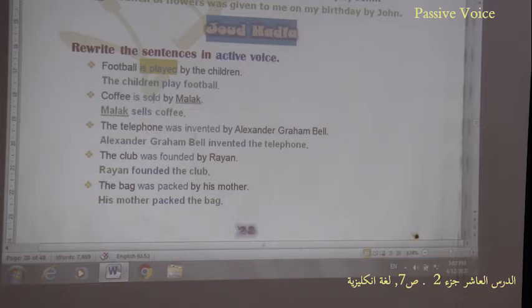Now the telephone was invented by Alexander Graham Bell. Now Alexander Graham Bell, the doer of the action, goes at the beginning of the sentence, and we need the verb in the second form to refer to the past simple. So Alexander Graham Bell invented the telephone.